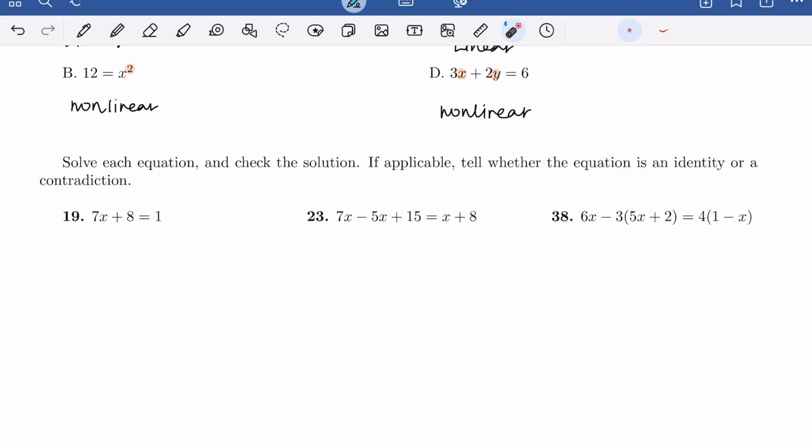All right, so for the next three questions here, we want to solve each equation and check the solution. And if applicable, tell whether the equation is an identity or a contradiction. Now, I believe all three of these are neither.